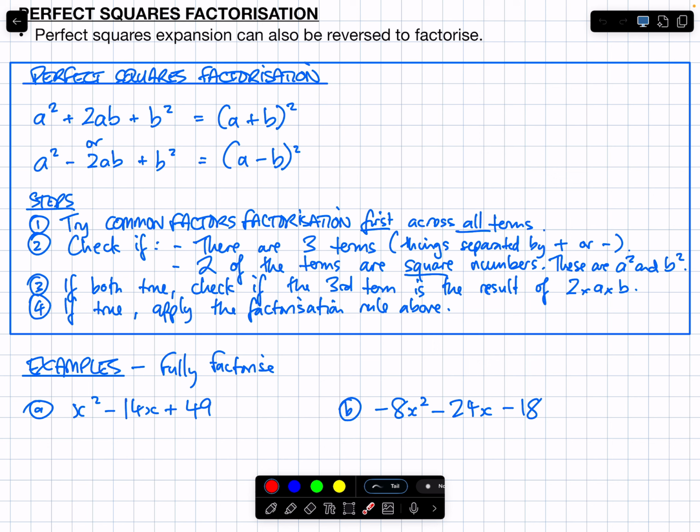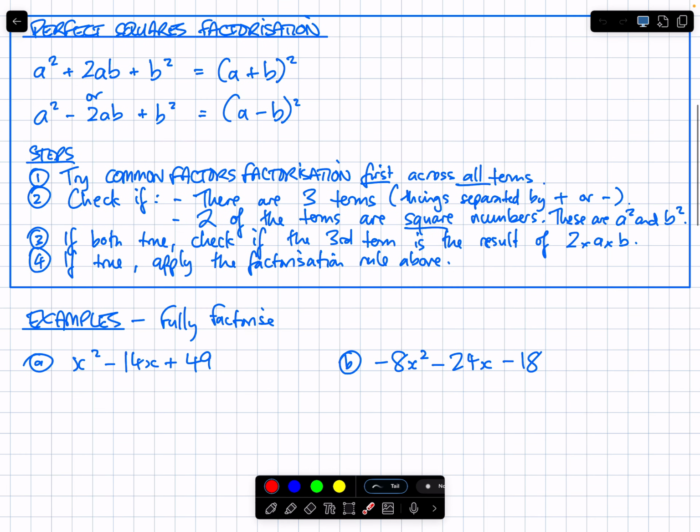So again, step 1, try common factors first. Check if there's 3 terms. See if 2 of them are square numbers. Can we try A together? Are there 3 terms?